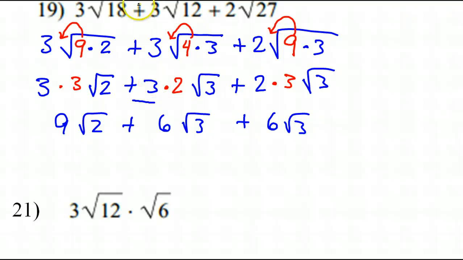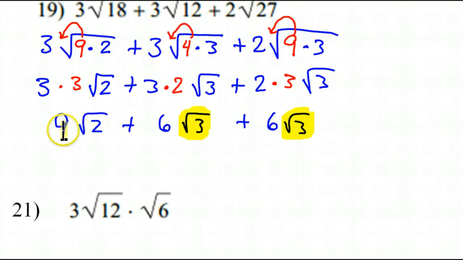Now, we can only combine the things that are the same. This number in front tells me how many I have. But this radical is what I have. So I have 9 of these, 6 of these, and 6 of these. Which of these are the same thing? Well, these are the same, radical 3 and radical 3. I have 6 radical 3's plus 6 radical 3's.